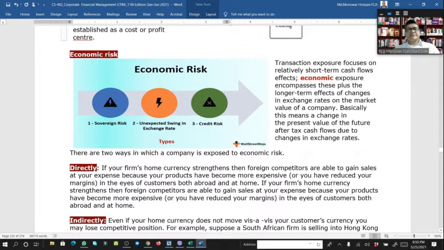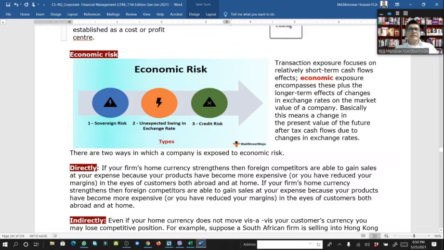Economic risks. Here are the types of economic risks: solvency risks, unexpected changes in the exchange rate, and credit risks. Transaction exposure focuses on relatively short-term cash flow effects. Economic exposure encompasses that plus the longer term.